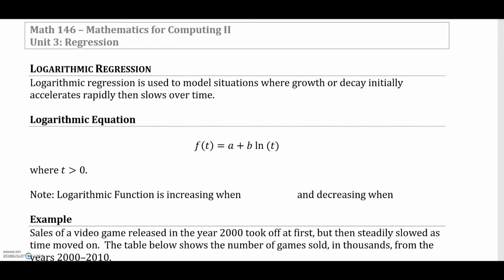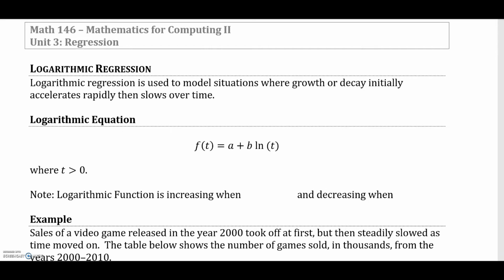Now we're going to look at logarithmic regression. Logarithmic regression is used to model situations where growth or decay initially accelerate rapidly and then slow over time. The logarithmic equation is generalized by f(t) = a + b ln(t). Remember that ln is your base e logarithm.